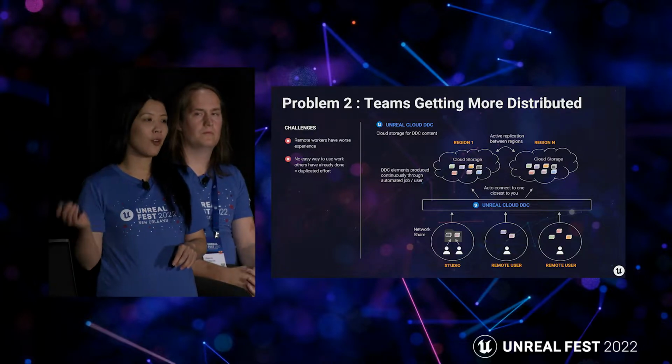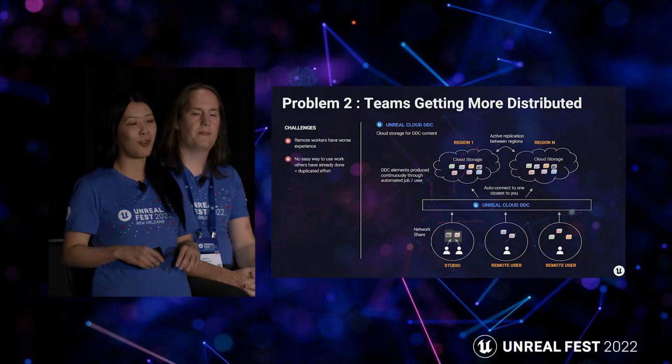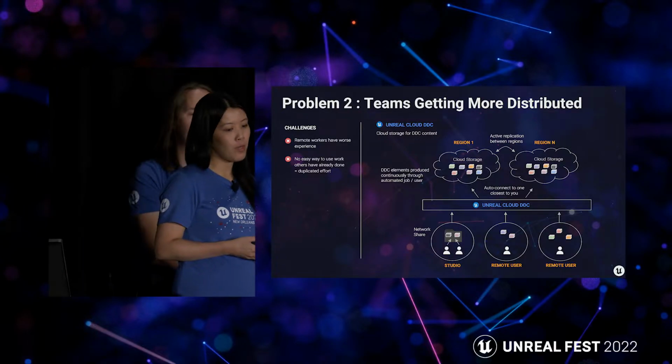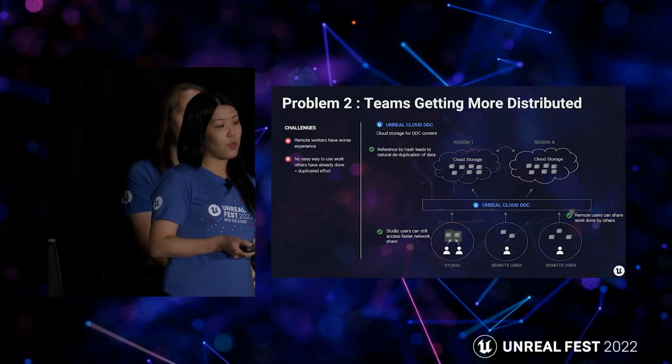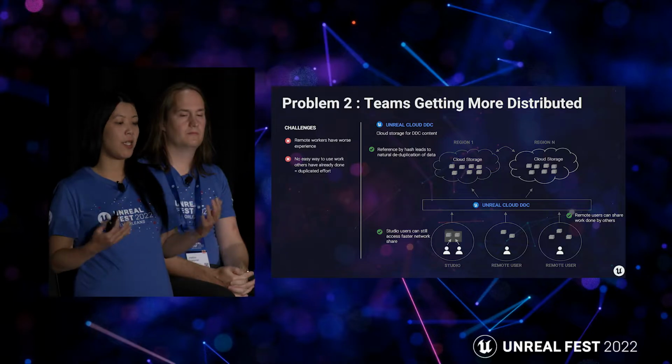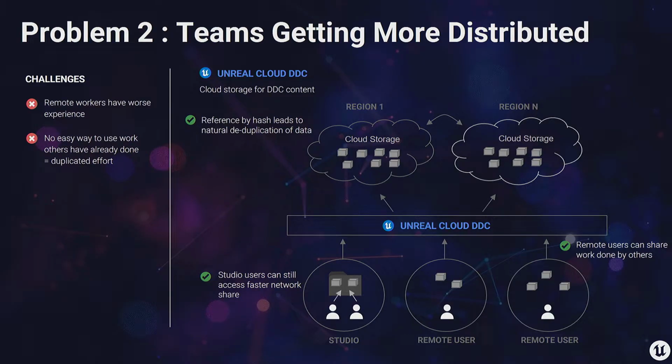So if you're somewhere over in Europe, doing some work there, eventually someone over in North America will be able to access that. A few things to point out with this system: this too benefits from this kind of deduplication of data that we're talking about, because our DDC content is also referenced through a hash of the contents itself. You're also not carrying multiple copies of that content. Also, if you're still in a studio, you're probably going to have a faster connection to your network drive, so this doesn't take away any of that. You could still leverage that first before then looking through to the Unreal Cloud DDC for content.